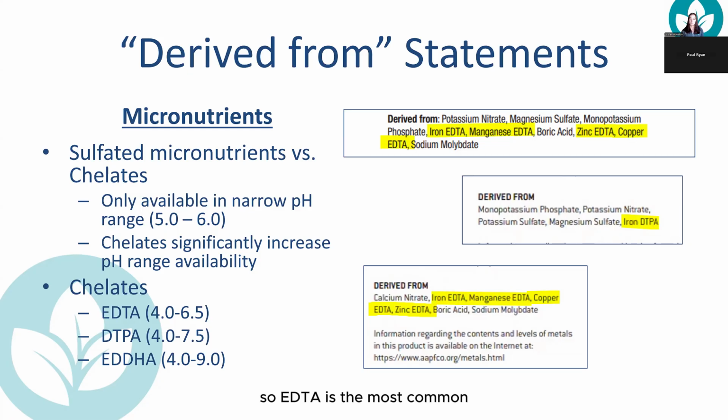So EDTA is the most common. It allows for solubility at a pH range from 4 to 6.5. DTPA is the next most common, and it widens it a little bit more to 4 to 7.5. And then the most expensive and really nice chelate is EDDHA, which supplies that micronutrient at a range from 4 to 9 pH. So you'll see on these fertilizer labels, all their micronutrients are supplied using chelates, and the most common is going to be EDTA. So that would expand the pH range from 4 to 6.5.